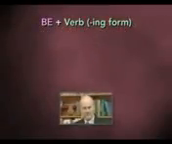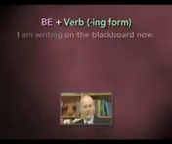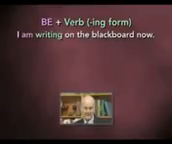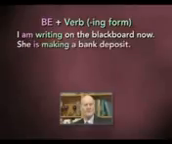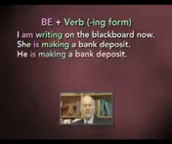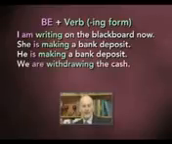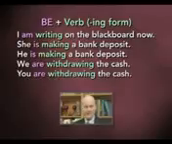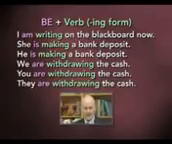Take a look at this. Be and the verb in the ing form. So, I am is the be form. Writing on the blackboard now. Or she is making a bank deposit. He is making a bank deposit. We are withdrawing the cash. You are withdrawing the cash. They are withdrawing the cash. Be plus ing verb.